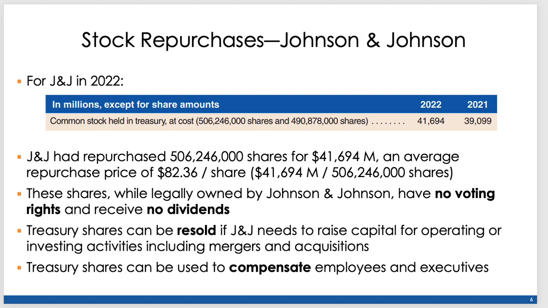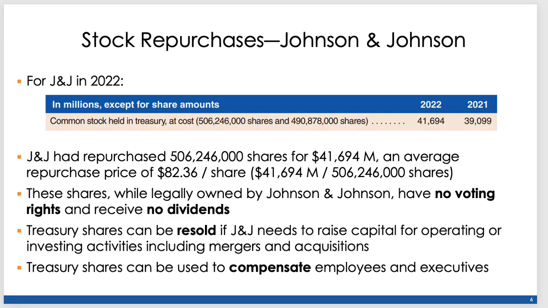For J&J, you can see there that over the years, J&J has repurchased a total of about 500 million shares at a total price of about $41 billion, an average price of about $82 per share. So these are shares that are now legally owned by J&J, and therefore they don't have any voting rights. They're not going to receive dividends. They're just held in treasury.